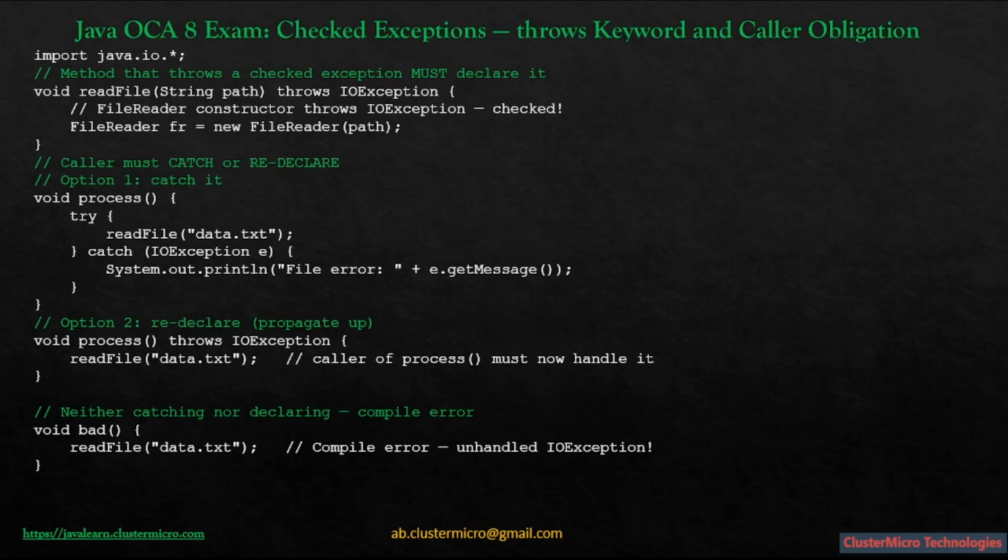And then we have void process throws IOException, read file data text, right? So method process decides it is not the right place to handle this. Maybe it does not have enough context to know what to do when the file is missing. So what it does is that it declares throws IOException in its own signature and passes the responsibility up to whoever calls process method, right?